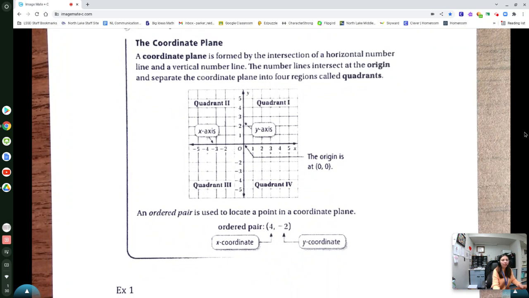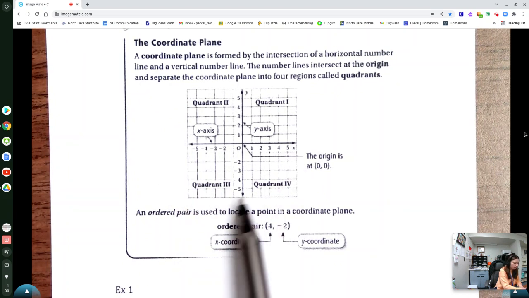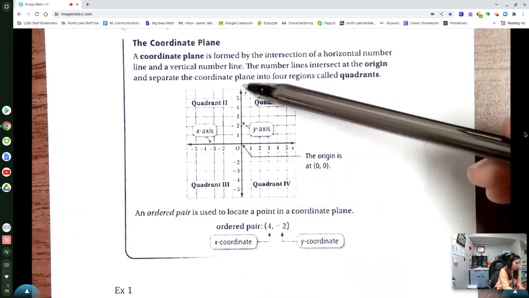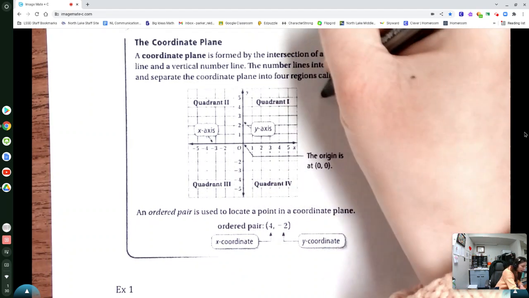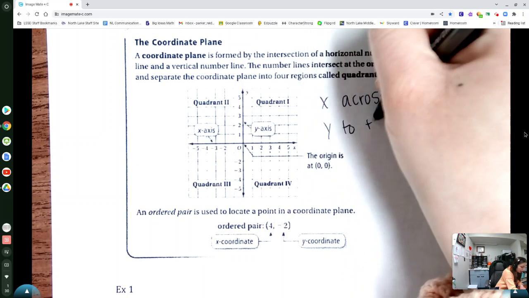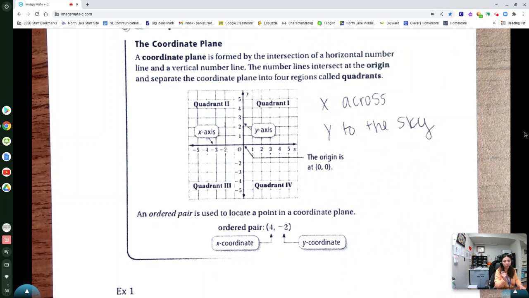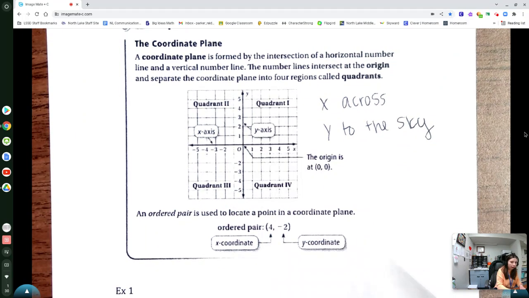The coordinate plane is formed by the intersection of a horizontal number line and a vertical number line. The horizontal number line is called the x-axis. Horizontal means side to side. The vertical number line is called the y-axis. Vertical means up and down. The way I remember which is by remembering x across, y to the sky. So x goes across, side to side, horizontal, y goes to the sky, up and down. And you can see they're also labeled with an x here and a y there.